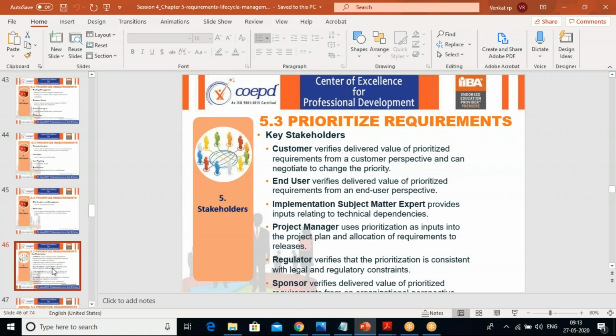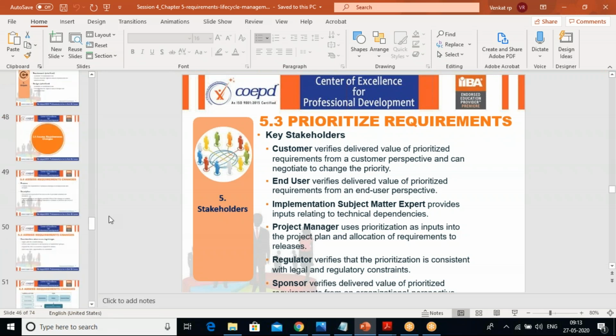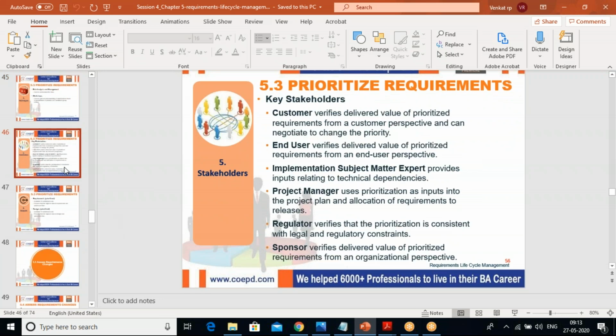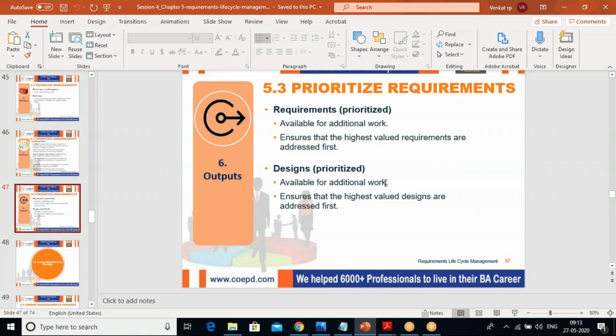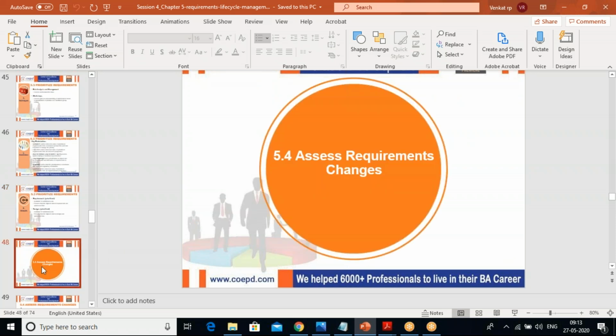And the stakeholders: because it is prioritization, we involve those who are directly related to this particular requirements implementation and proposal, and management. All these are considered: customer, end user, implementation subject matter expert, project manager, regulator, sponsor. And the next one, the outputs, are what? Requirements prioritized and designs prioritized. So what is the value of each requirement, you can easily understand from these levels.